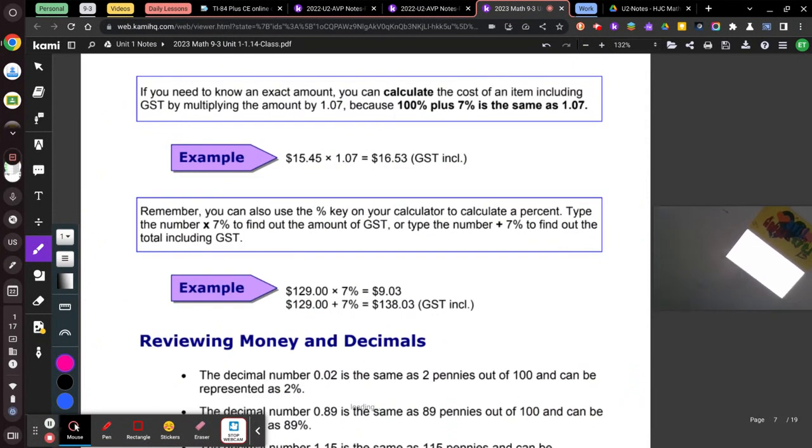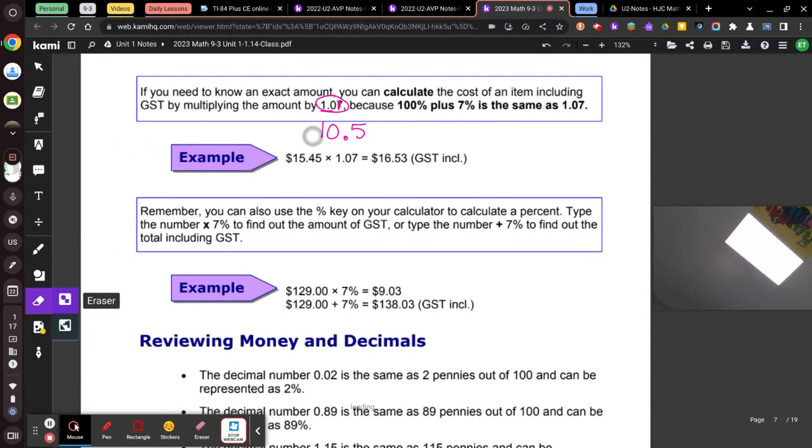So this one says if you need to know the actual amount, you can take the cost of the item and multiply by, this is 1.07. We take the 7 off, it's 1.05. Oops, not 10.5, 1.05. Okay, again, GST is not 7%, it's 5% now. So 1.05. And that's where it adds your tax to your total for you.